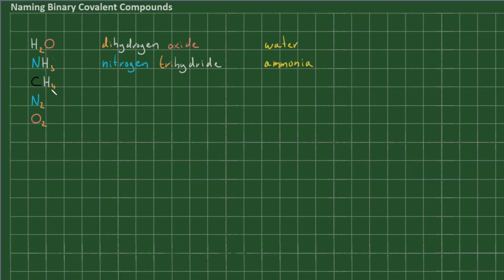In case of CH4, you would be forgiven for calling it carbon tetrahydride. However, CH4 is considered an organic compound, and organic compounds have a naming convention of their own. We will jump off that bridge when we get to it. For now, you need to know that this compound is known as methane.